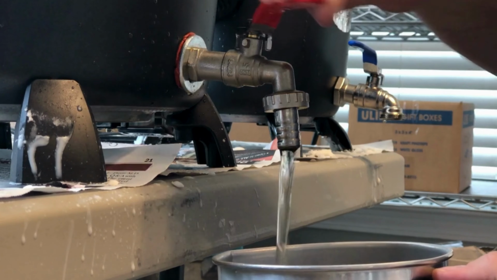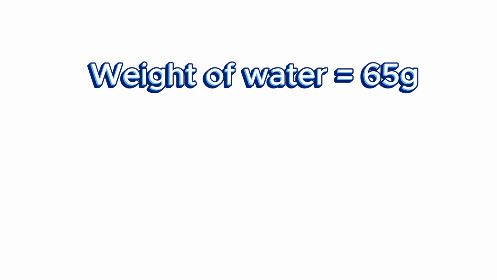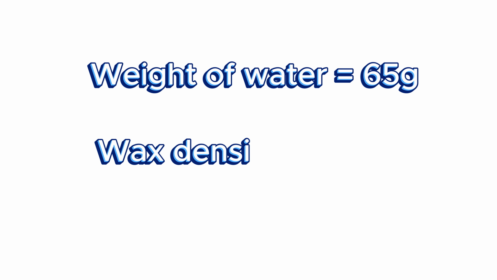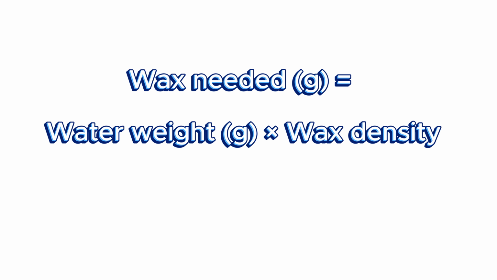Now take that water weight and multiply it by the density of your wax. For example, the wax I'm using has a density of 0.86. So the formula will be: wax needed, which is in grams, equals water weight, which is again in grams, times wax density. And wax density is unitless.